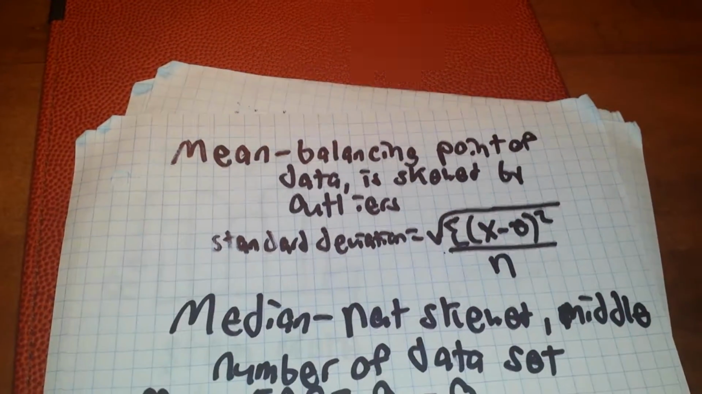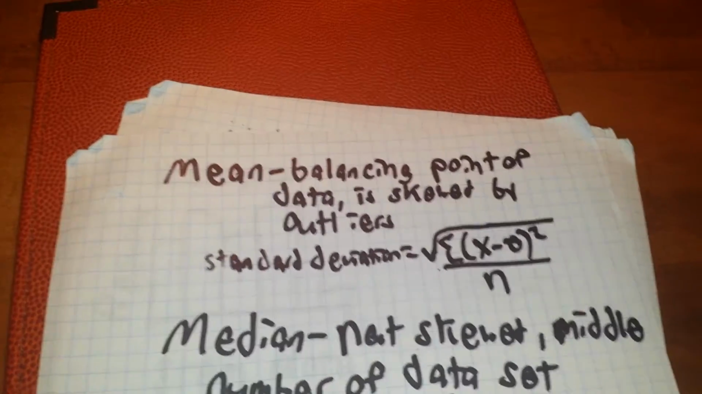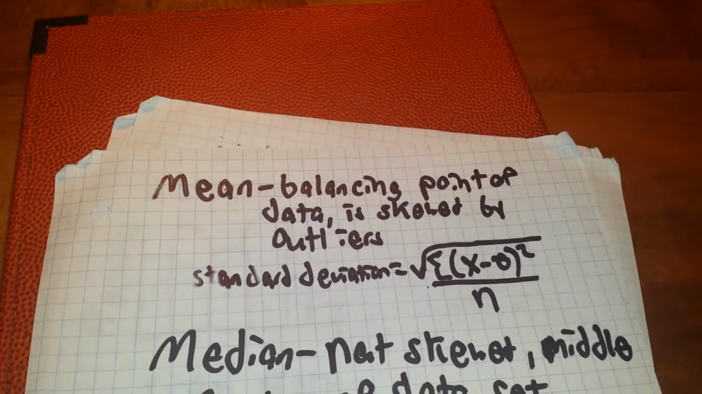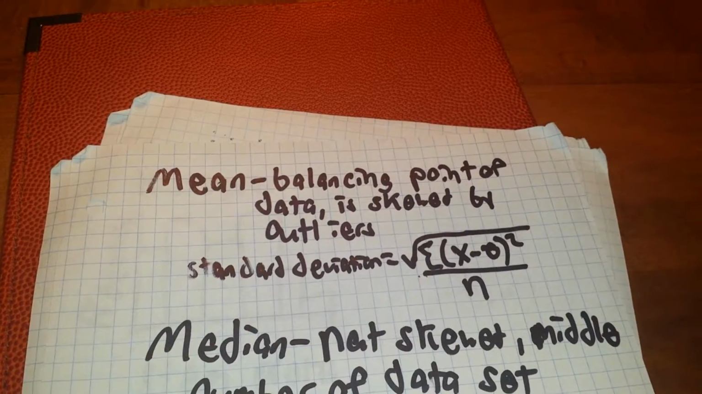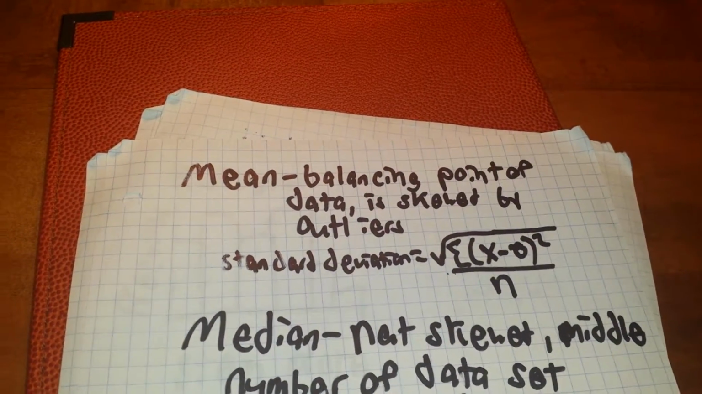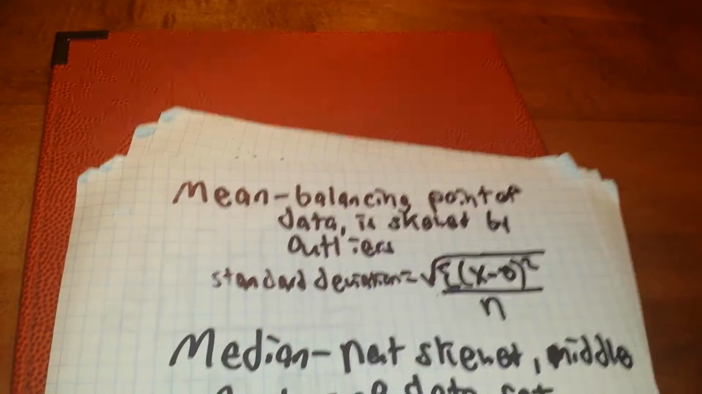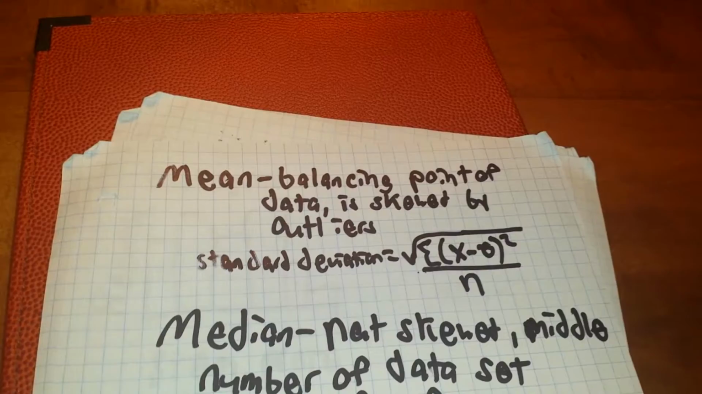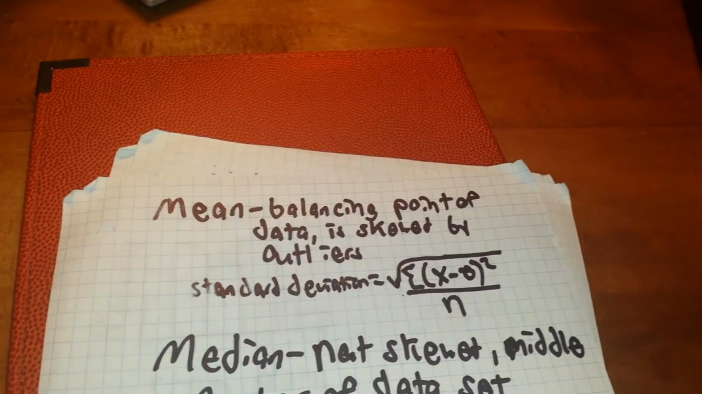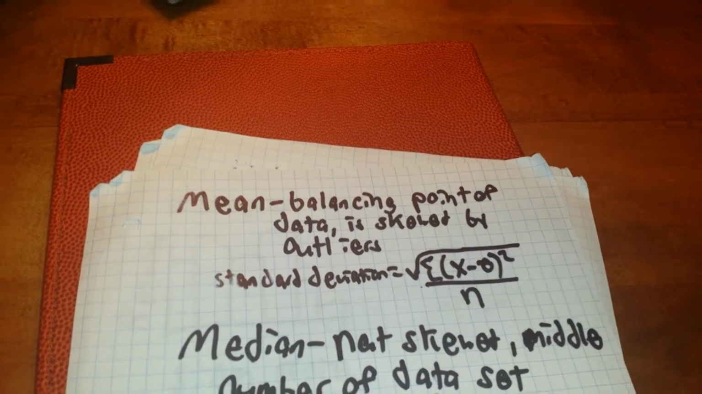There are multiple ways to measure the average of a data set. One way is through the mean. This is the balancing point of the data, and it is skewed by outliers. The measurement of distribution for a mean is the standard deviation, which is calculated by finding the difference between each data point in the data and the mean squared, and then get the square root of that over n.